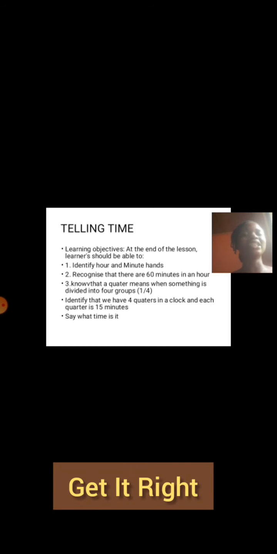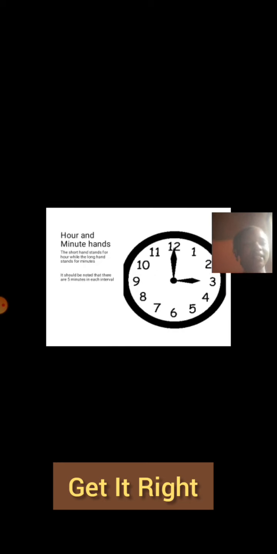Three, know that a quarter means when something is divided into 4 equal parts. Five, identify that we have 4 quarters in a clock and each quarter is 15 minutes. Then at the end of the lesson, the learner should be able to say what time it is.